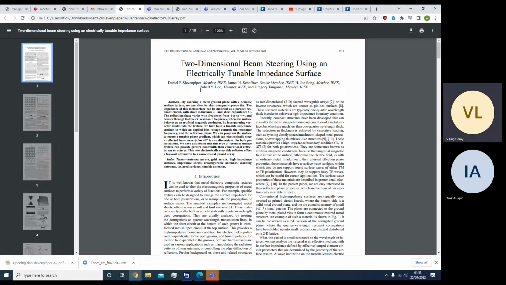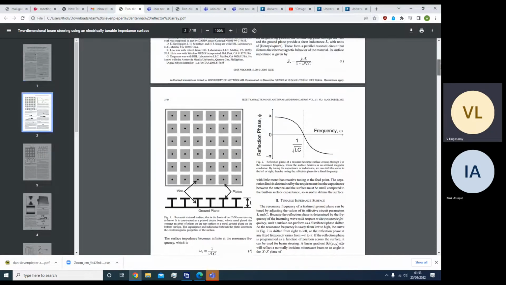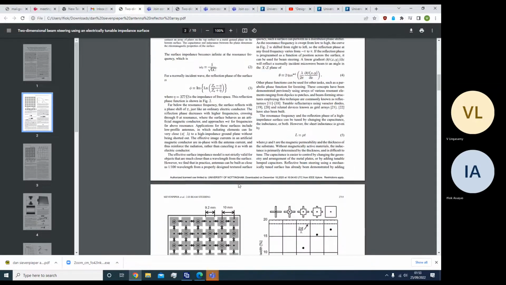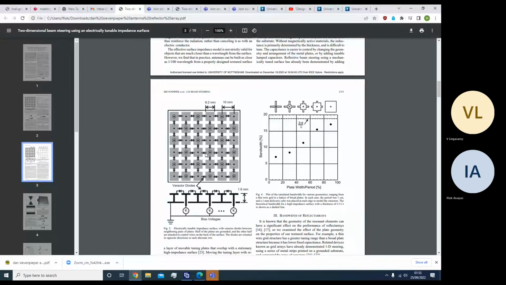See this paper. Look at this. Can you see this? Yeah, I can see yours. The paper I just shared with you now, I said the varactor diode is inside the unit cell, is not sharing like our own here. So there's a difference.